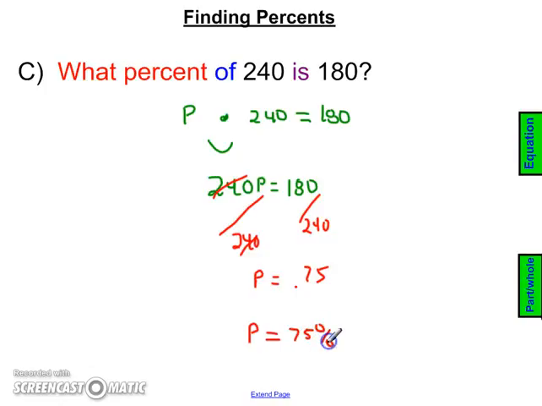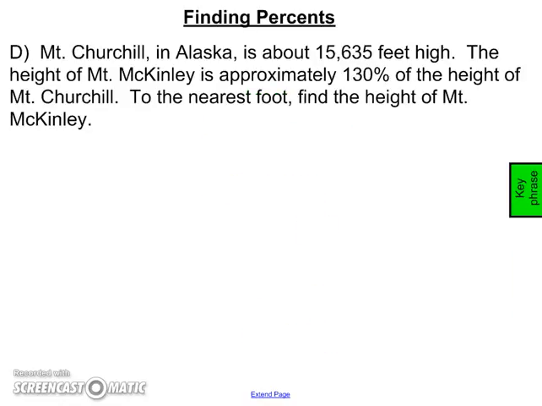There we go. All right, so let's do a little bit of a word problem here. Mount Churchill in Alaska is about 15,635 feet high.